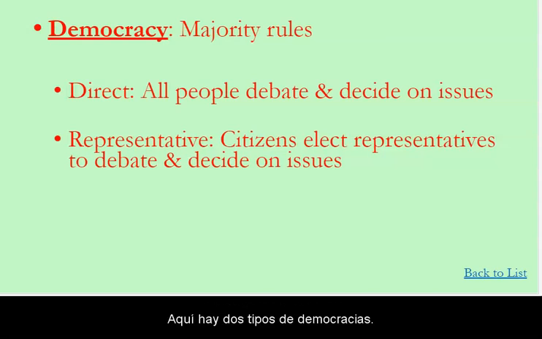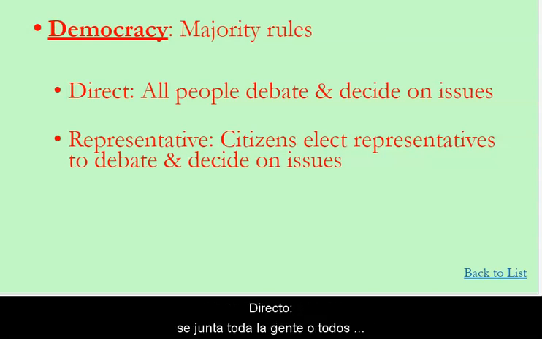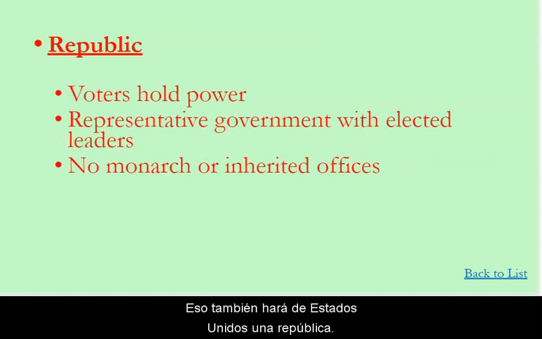There are two types of democracies here. Direct, where all of the people, all of the citizens get together, they talk about issues, and they vote on them. That is impossible in America today because we have over 300 million people. We have a representative democracy. Citizens will elect representatives to government to debate and decide and vote on issues for us. That then will also make America a republic.